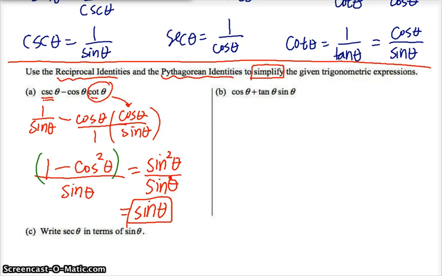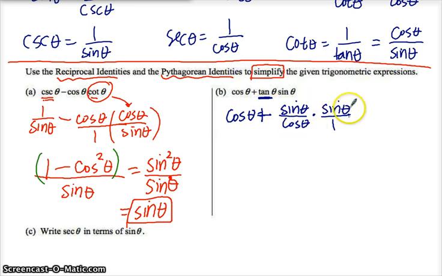So let's try letter B. You can pause now and try it on your own, or you can just follow me. There are no reciprocal functions here. Usually we only reciprocate the cosecant, secant, and cotangent. So I do see tangent here, which leads me to think I'm going to have to change that to sine over cosine. Now tangent's being multiplied by sine, so I'm going to multiply that by sine over 1.